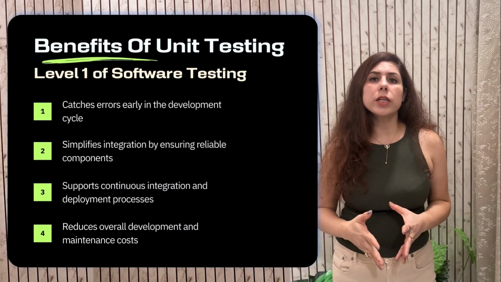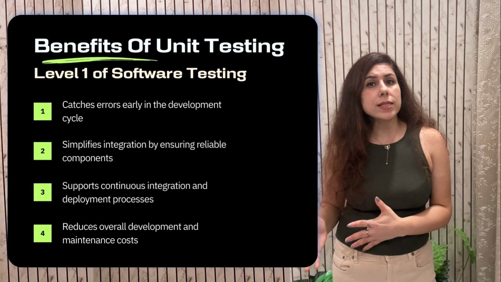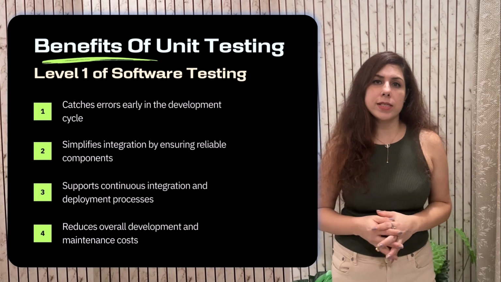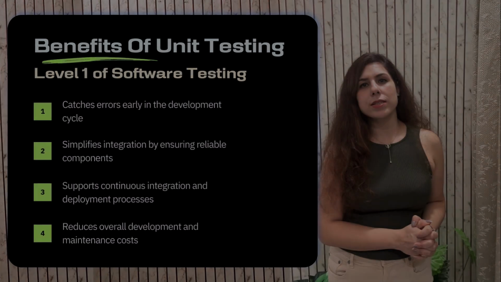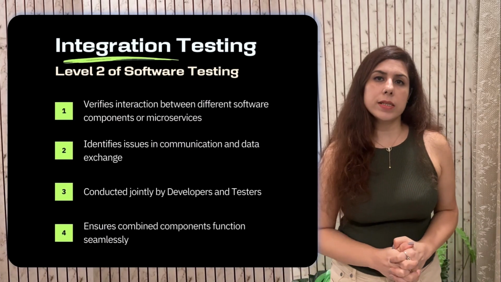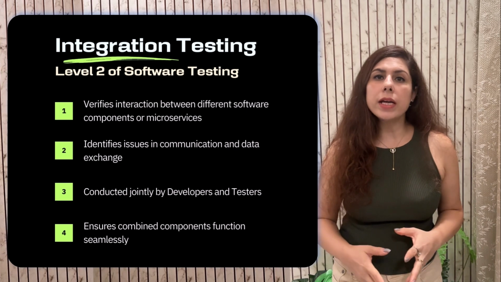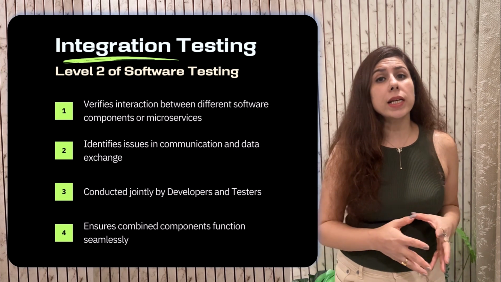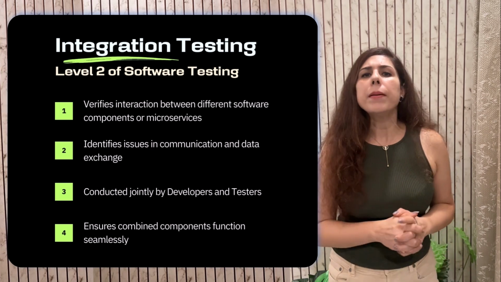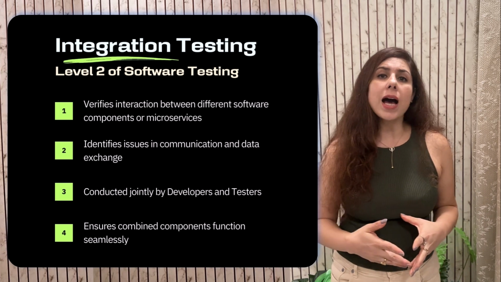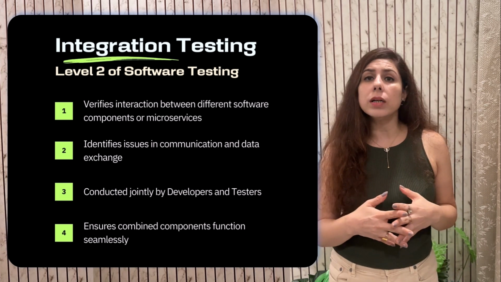Once a component or microservice is unit tested successfully, it then moves to the next level of testing, which is integration testing. Integration testing is the second level of software testing, where we verify if different components or microservices work correctly when used together. Basically, in integration testing, we test if the components are interacting with each other properly or not.